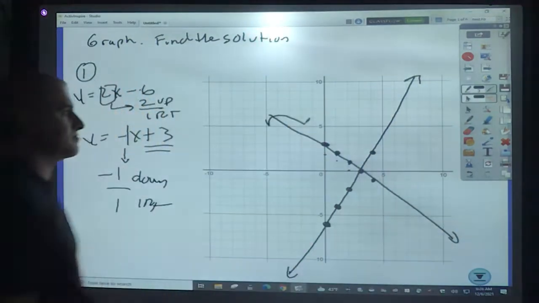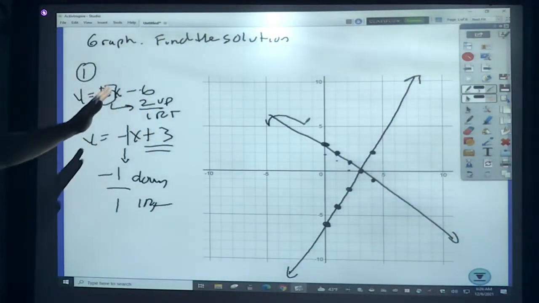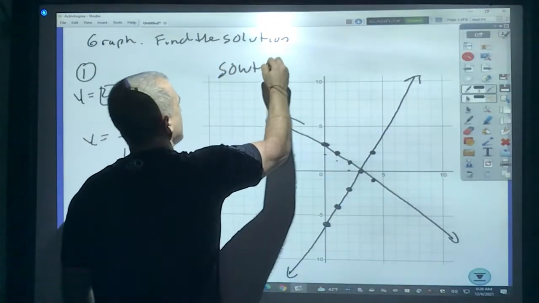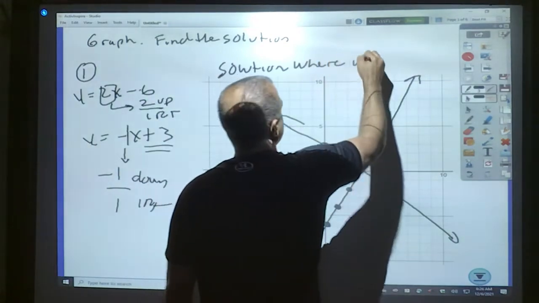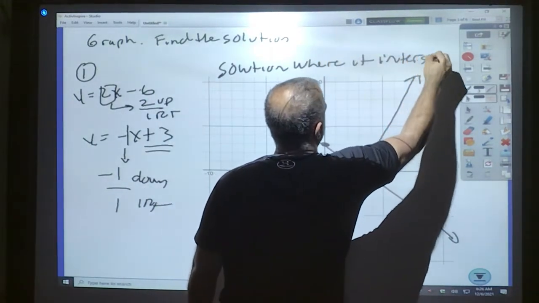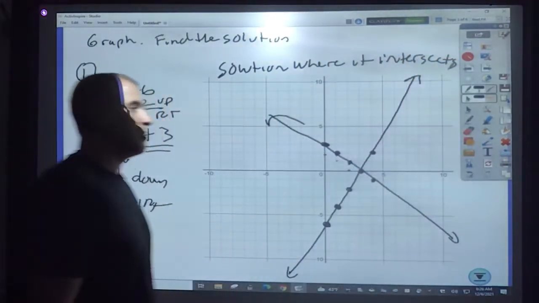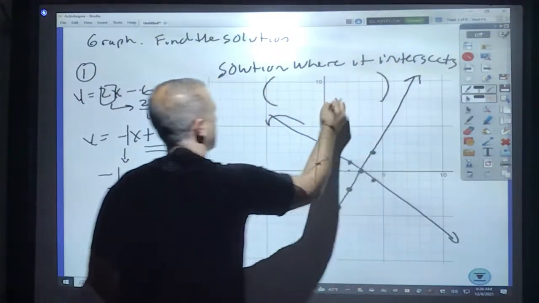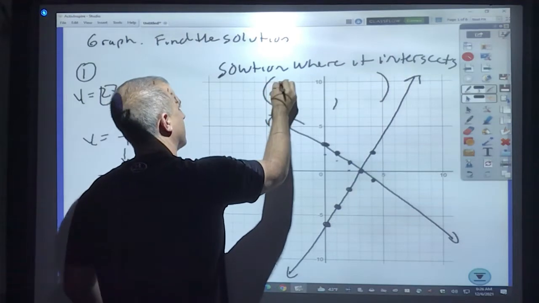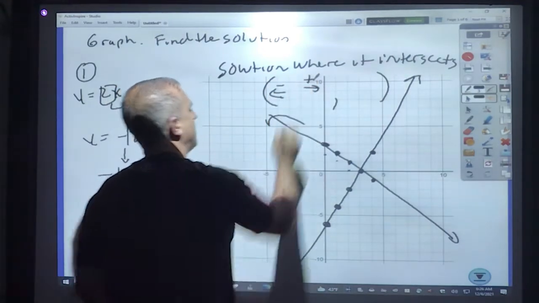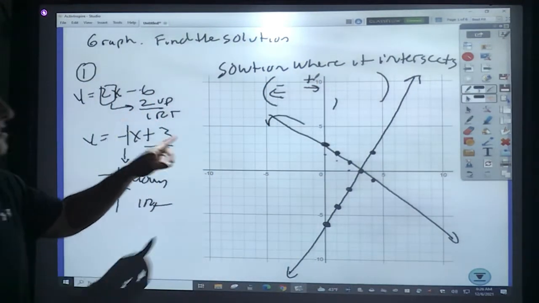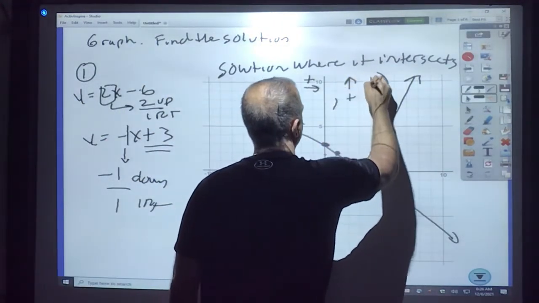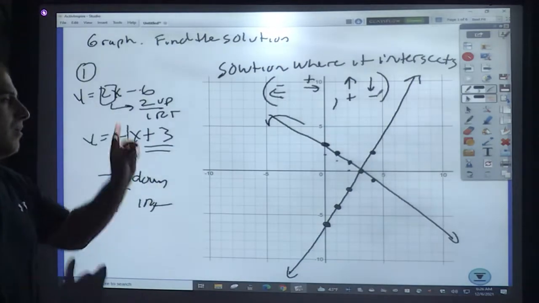Now we graphed it. The solution is where the lines intersect. As a reminder, when you go to graph points, the first number is how many you go left or right. If you go left, it's negative. If positive, it's right. The second number is up or down. Positive if you go up, negative if you go down.